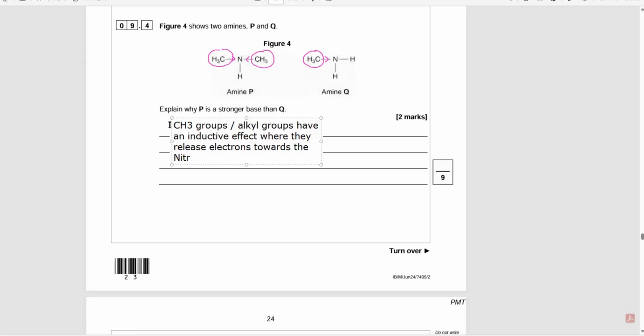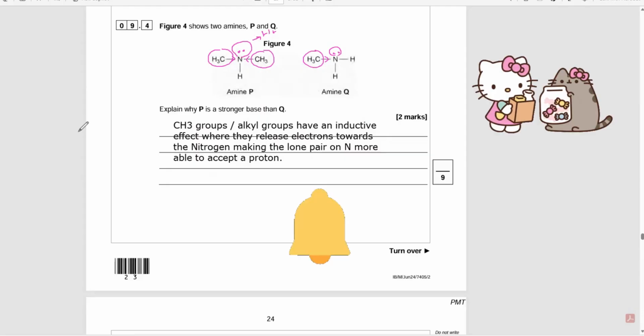This increases the electron cloud around the lone pair on the nitrogen and makes that lone pair more available, able to accept a proton. So the lone pair on the nitrogen is more available and the nitrogen is more able to accept a proton. So if you look at the electron cloud on the lone pair on the nitrogen with the two alkyl groups, it's going to be bigger, and it's going to be able to accept that hydrogen.